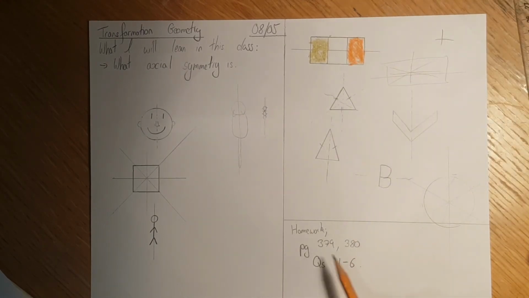So girls, just as homework, could you give a try at pages 379 and 380, questions 1 through 6. Most of them are just asking, does this have an axis of symmetry? If so, how many and whatnot.